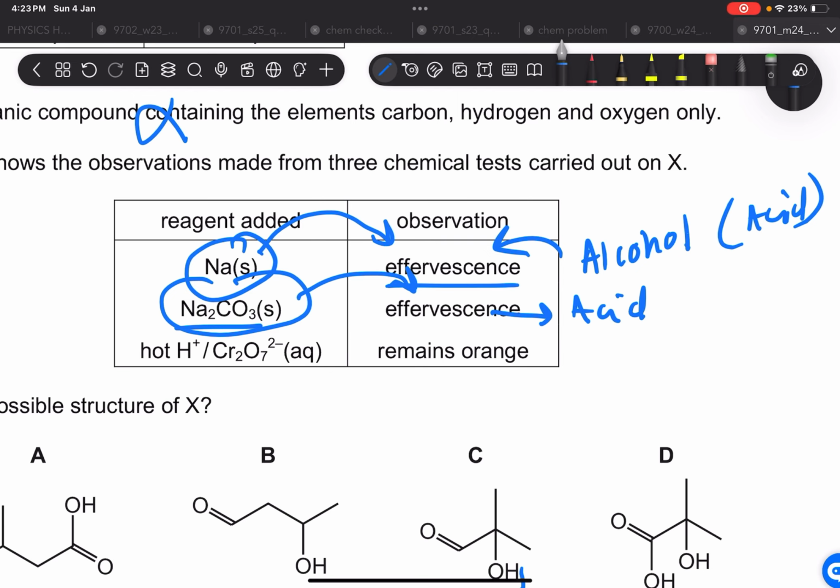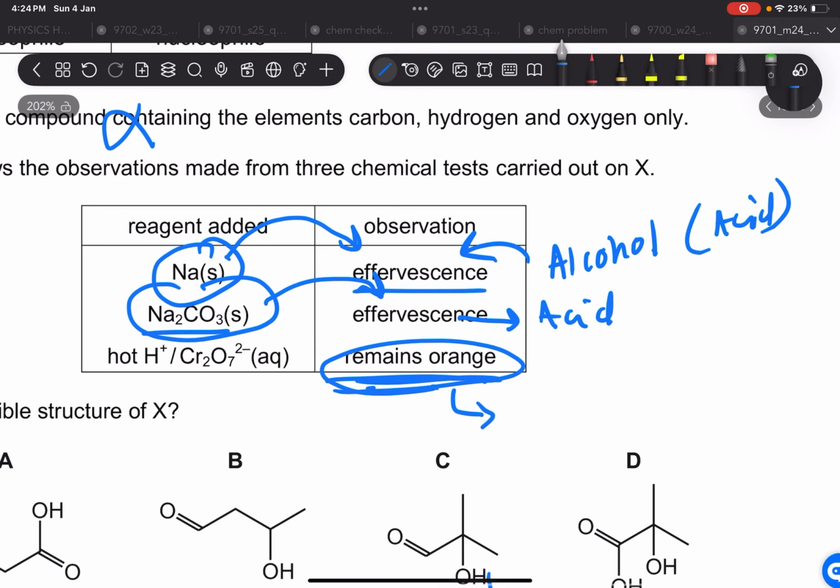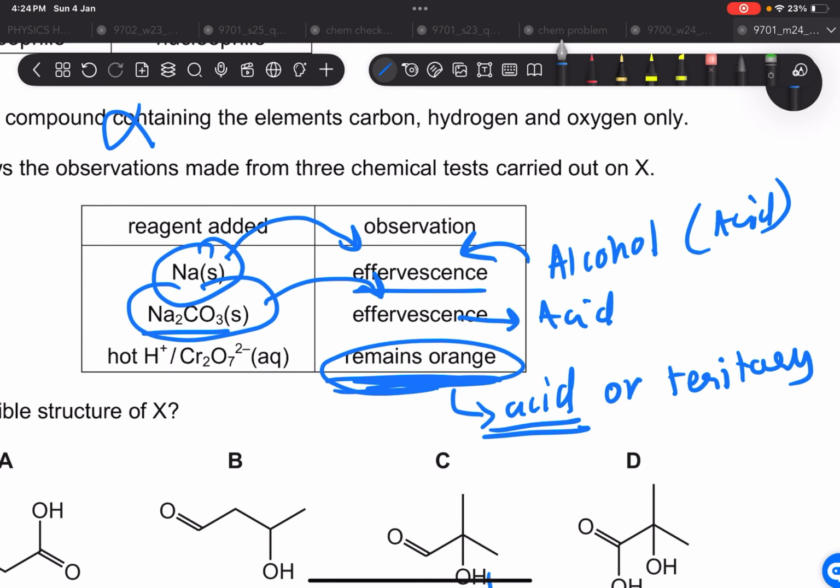Hot H plus Cr2O7 2 negative remains orange. That means, look, if we have a primary or secondary alcohol, it's not going to remain orange. Why? Primary alcohol is going to convert into carboxylic acid, and if we have a secondary alcohol, it's going to convert into a ketone. So either we are talking about an acid over here, which is not going to be oxidized, or a tertiary alcohol. Remember, tertiary alcohols don't convert into anything. So either we have a tertiary alcohol or an acid.